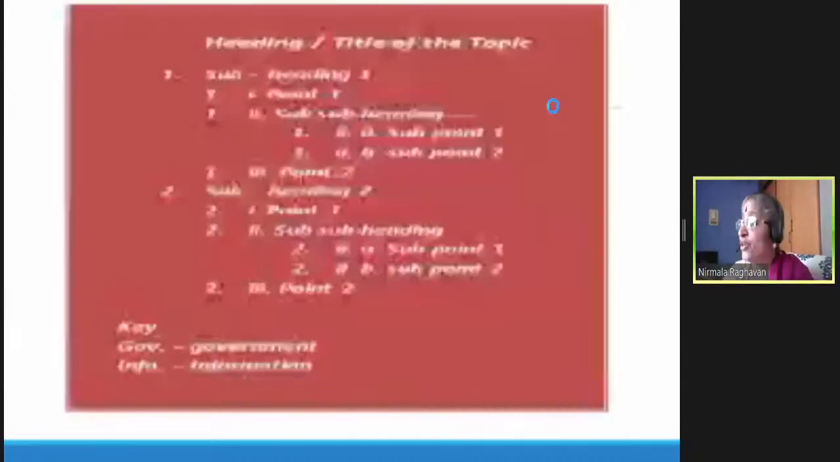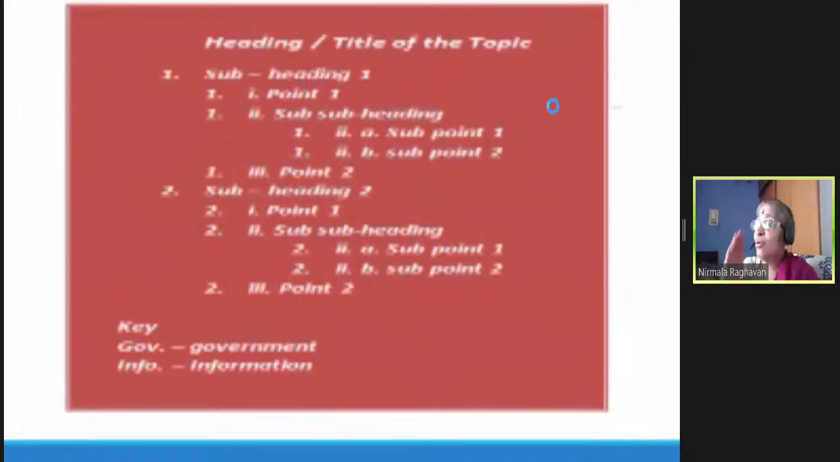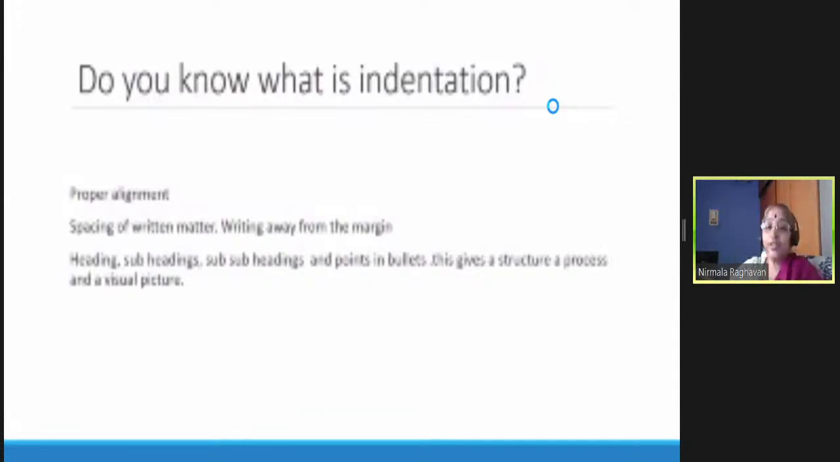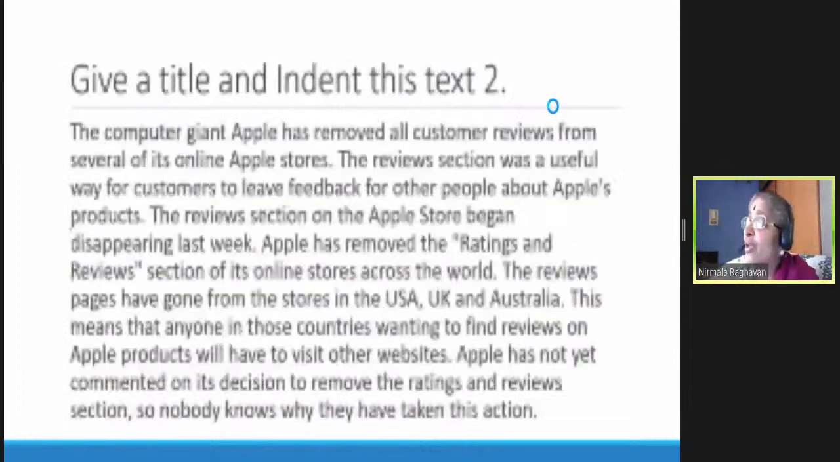Now the indenting is important, where you leave space from the margin to write the subtopic and leave some more space for the sub-subtopics. That's how you indent. The topic is in the middle and you put the key in the key box. Do you know what is indentation? That is proper alignment of the written matter, spacing of written matter, writing away from the margin, headings, subheadings, and sub-subheadings. I've been repeatedly saying this because I don't want you to write it all in one go, as a flow chart 1, 2, 3, 4. Not that way. It has to be properly aligned and spaced. Use points and bullets, no long sentences, no repetitions, no examples, no stories.